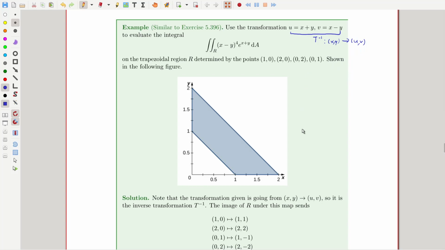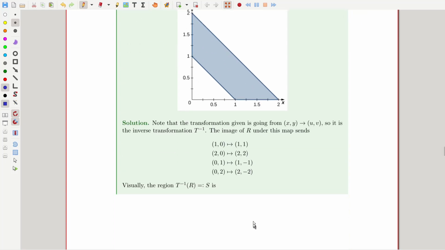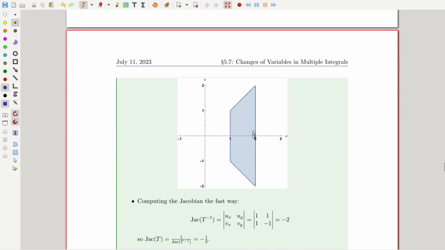So we have T inverse given to us. And then what we do is the same as the previous example. We take these 4 points and we want to see what the image is under the T inverse map. We want to see what the domain S is in the uv plane. So we apply T inverse to all 4 of these points, and if we do so, you can check the computation yourself, and you'll get these 4 points. And then when you sketch this region out, you get this.